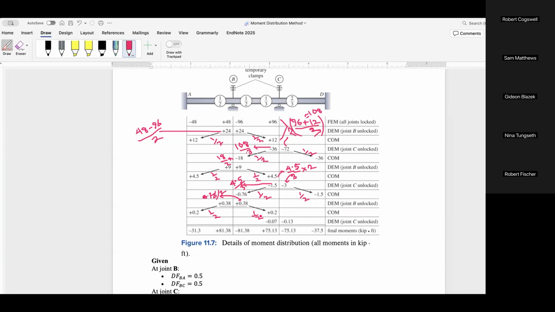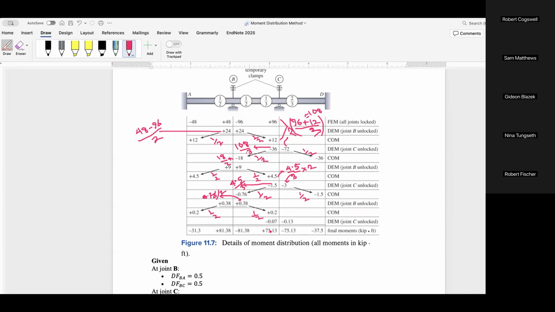And also for joint C, we get the lowest value. So we are done. We don't need to distribute again. So we'll get more minus, more negative. We don't need that. So we are going to stop once you get something like that.